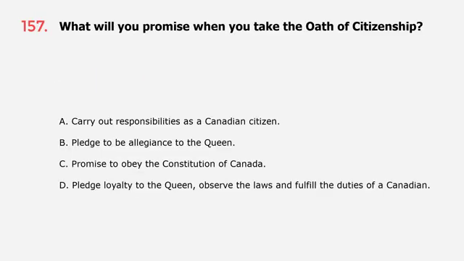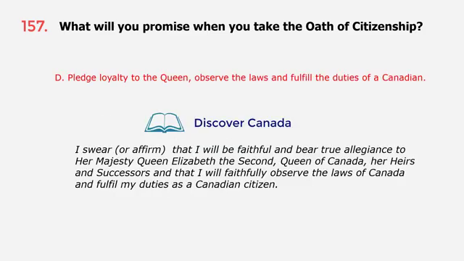Question 157. What will you promise when you take the oath of citizenship? A. Carry out responsibilities as a Canadian citizen. B. Pledge allegiance to the Queen. C. Promise to obey the Constitution of Canada. D. Pledge loyalty to the Queen, observe the laws, and fulfill the duties of a Canadian. The answer is D. Pledge loyalty to the Queen, observe the laws, and fulfill the duties of a Canadian.